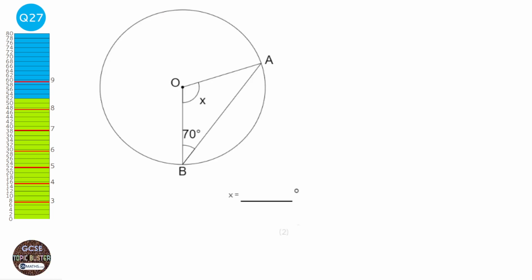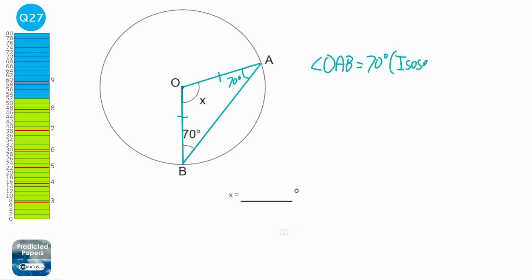This question doesn't involve using a circle theorem, but it is something you'll need to spot. And if we look at this triangle, something you need to notice is that these two lengths here are both radii, therefore they are equal. Therefore we can work out angle OAB because it's going to equal 70 degrees. And the reason it will equal 70 degrees, which you need to write down to make sure you get the mark, is that it is an isosceles triangle.